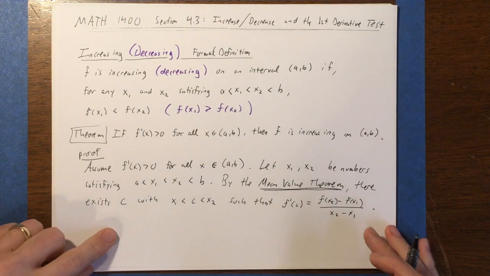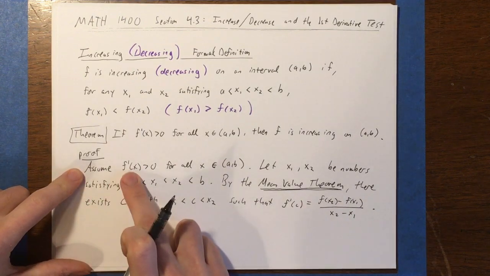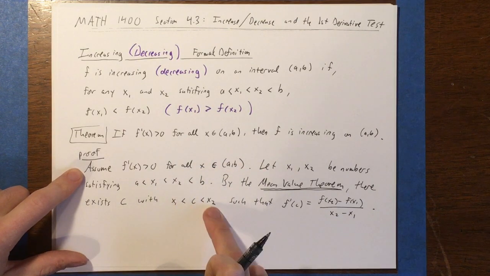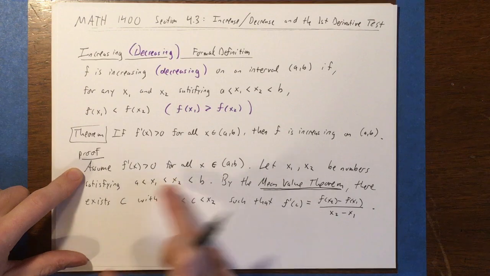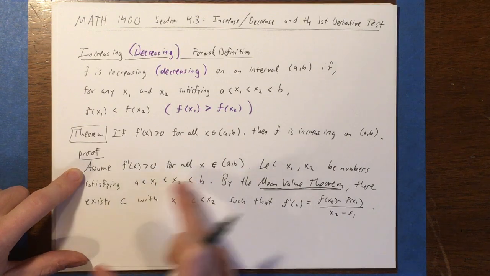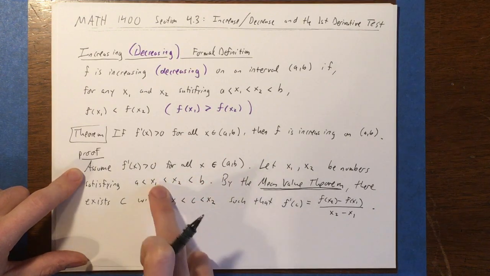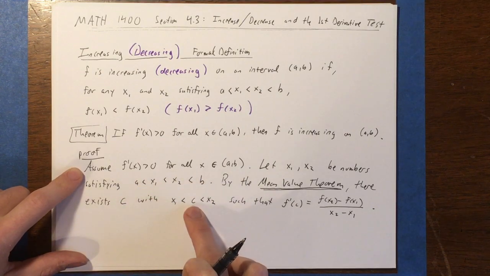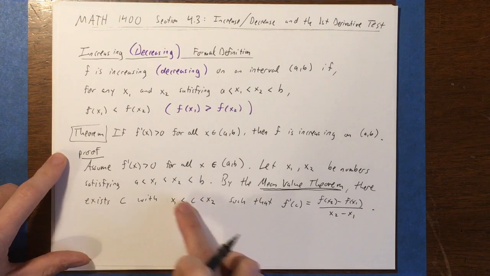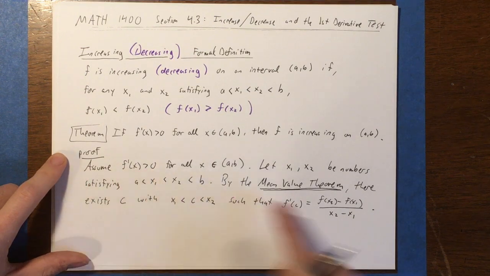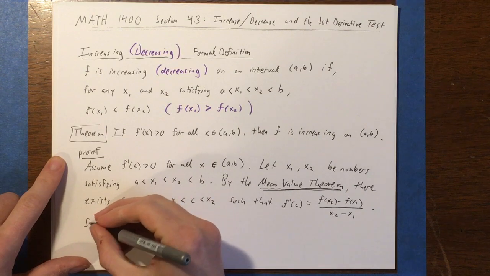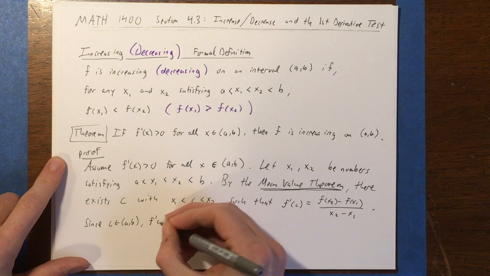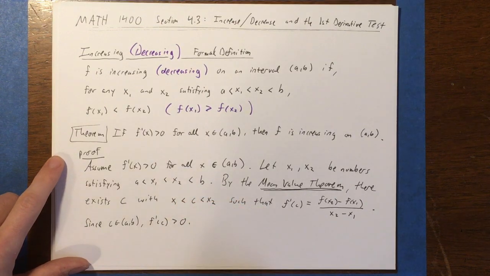So now we get to use our assumption. Back here we assumed that f prime was positive for all x in (a, b). Well, if c is between x1 and x2, and x1 and x2 are already in between a and b, then c must also be in between a and b, right? You can sandwich the c right in the middle of this inequality, and it's still in between a and b, right? So c counts as a number in the interval, and therefore we've assumed that its derivative is positive. So since c is in (a, b), f prime of c is greater than 0. F prime of c is positive.